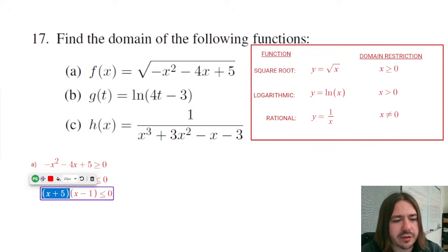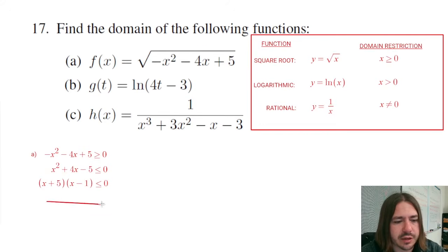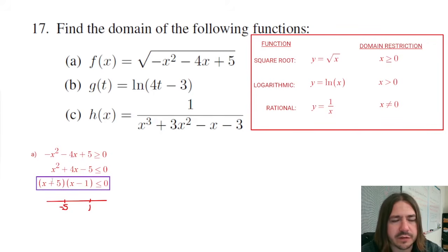And what I'm going to do is draw a little sketch of this parabola. I'm going to draw a little number line, and I'm going to label negative 5 and 1 because those are going to be the x-intercepts. The reason they're not the same signs as what you see in the factors is that to get those x-intercepts, you'd have to set these equal to 0 and solve. So for instance, if I have x plus 5 equals 0, I would subtract 5 from both sides and get negative 5. This parabola has a positive leading coefficient, so I'm going to draw my parabola going up.